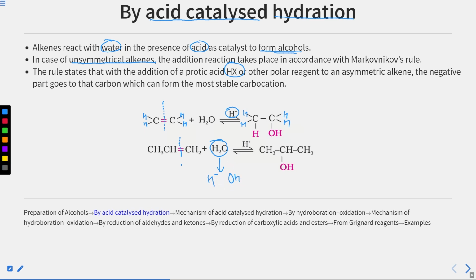You can also write it as H plus and OH minus. Now, this rule says that the negative part goes to that carbon. So this is the negative part. This is clear. You cannot put a negative charge on this H. So the negative part of this substrate goes to that carbon which can form the most stable carbocation. Okay, so it goes to that carbon which can form the most stable carbocation.